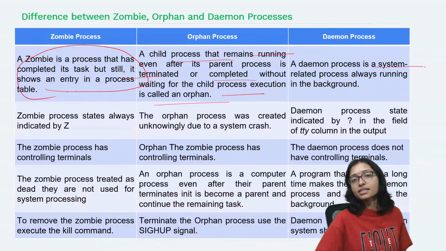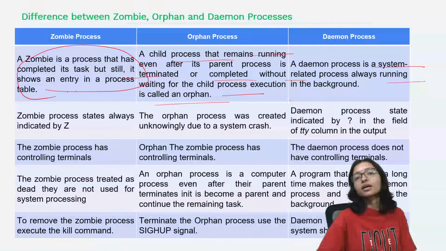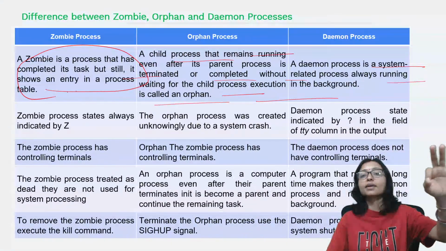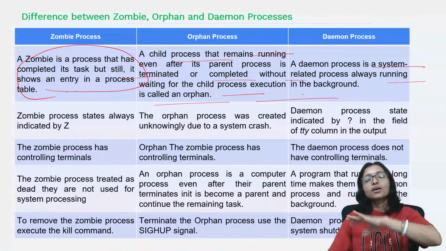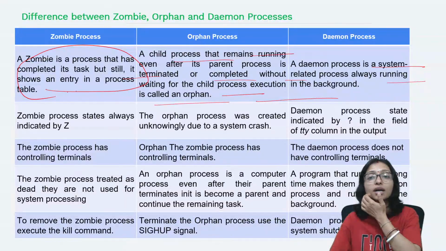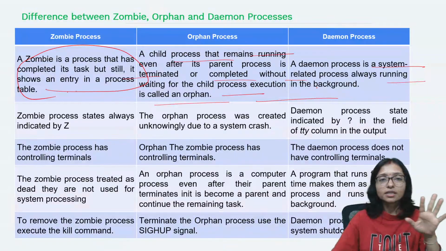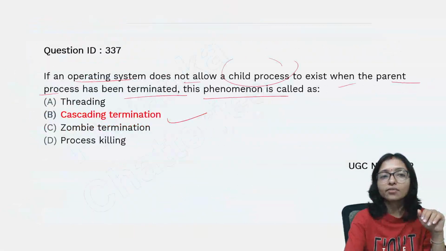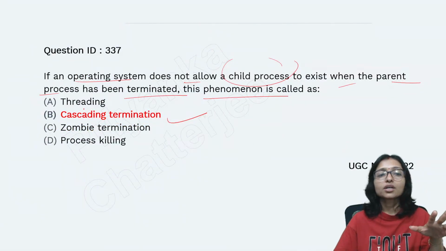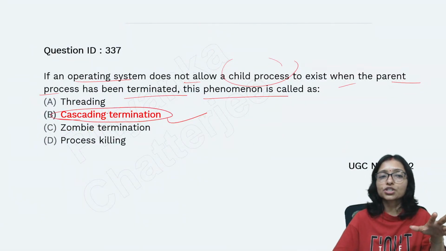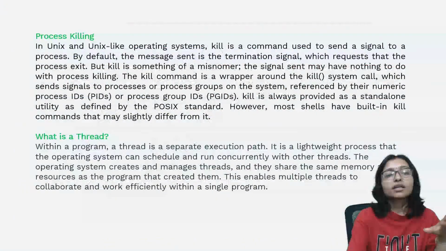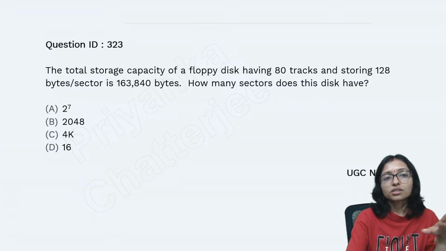And daemon means system-related processes running in the background, starting at the time of bootstrap and ending whenever you shut down the computer. Clear? Concept clear? Zombie, orphan, daemon, very important, and from here you get the question. So this is cascading termination. This is not at all this concept. Okay, now do this.